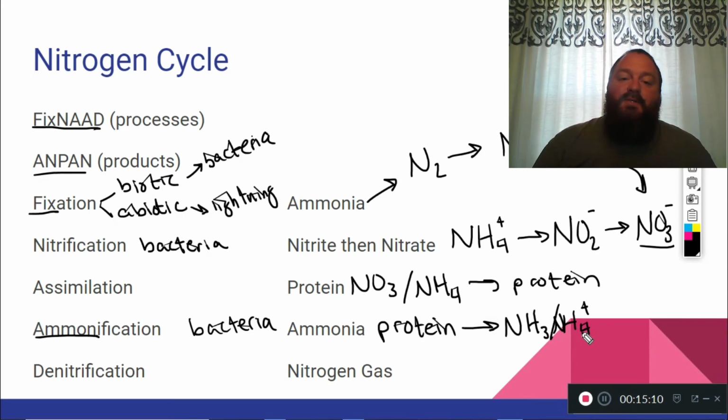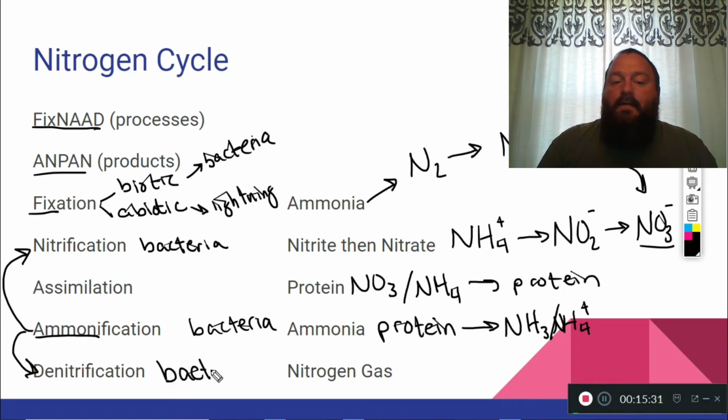Now, that ammonia is where it either gets fed back into the fixation process, or sorry, back into the nitrification process, or it can be further broken down and release this nitrogen gas back up into the sky. So this one here can either go two directions. It can either go back and be used in nitrification, or it can go downward and be part of denitrification.